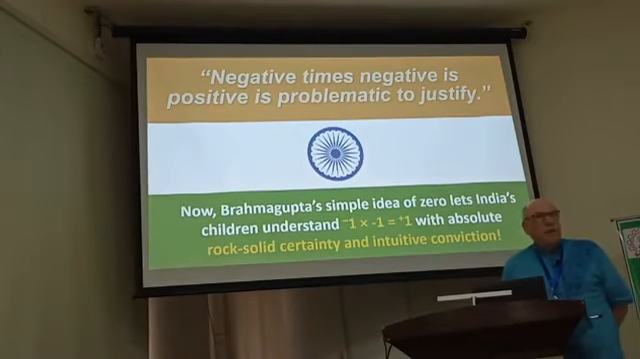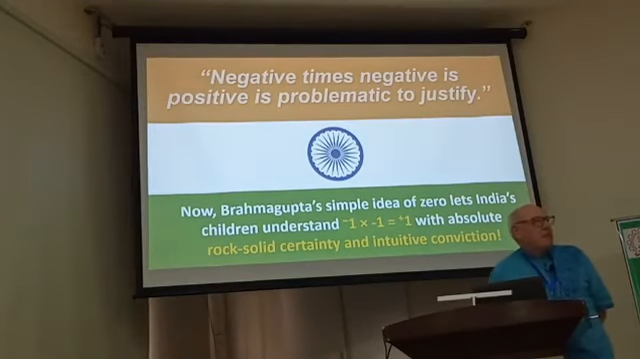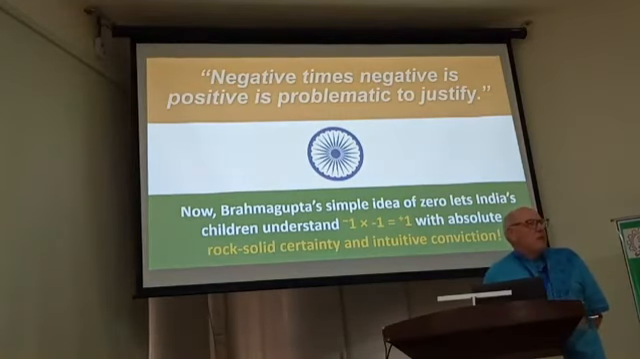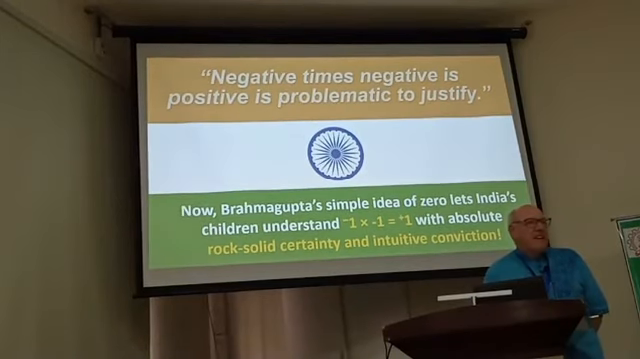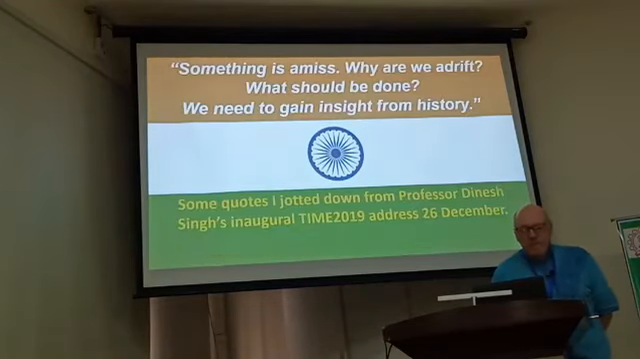Now, what I'm going to reveal is how Brahmagupta's simple idea of zero lets India's children understand that negative times negative is positive with absolute rock-solid certainty and intuitive conviction. I've had children aged 12 explain exactly why that can only be positive, and they would think that adults were crazy if they thought it was any other way.